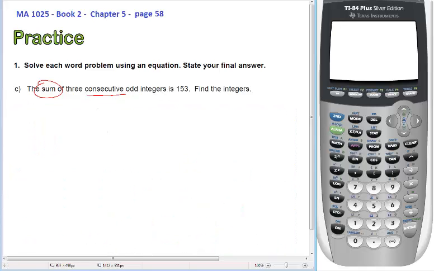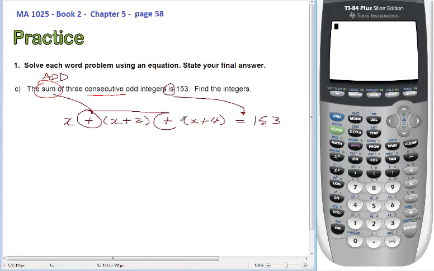Now, consecutive odd integers, we know the setup. So if we let our first number be x, first integer is x, that's our first one. What's the next odd integer? We just went through it. It's x plus 2. What's the next odd integer? x plus 4, right? Equals 153, and sum, of course, means to add. So all I did there was add it and add it. So there's my three integers added up.